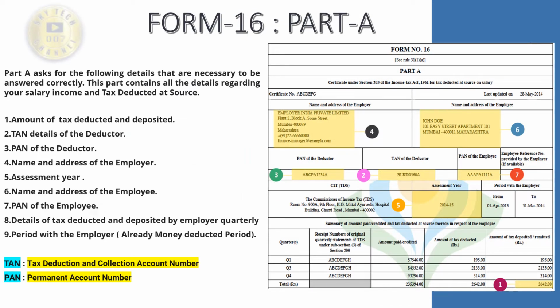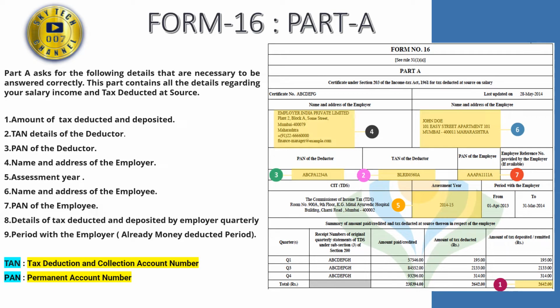Part A asks for the following details that are necessary to be answered correctly. This part contains all the details regarding your salary, income and tax deducted at source. 1. Amount of tax deducted and deposited. 2. TAN details of the deductor. 3. PAN of the deductor. 4. Name and address of the employer. 5. Assessment year. 6. Name and address of the employee.